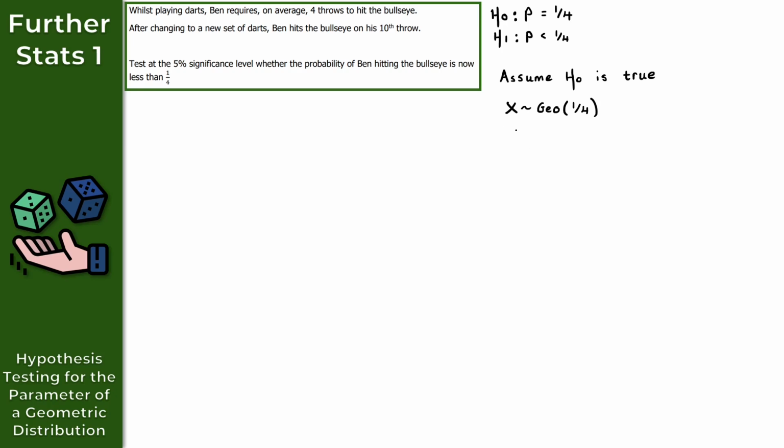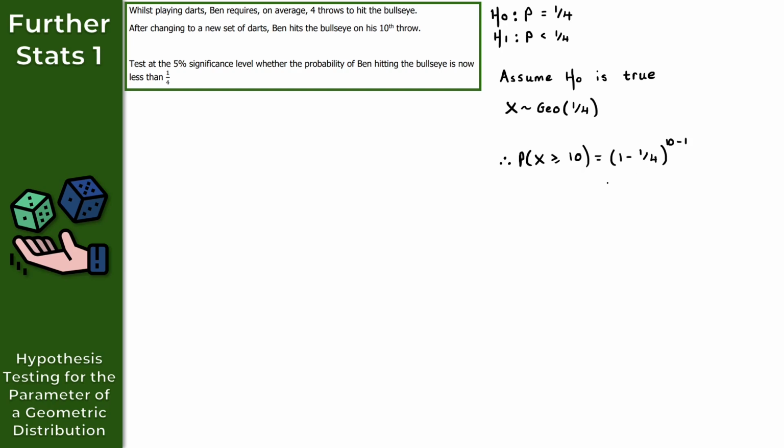Now for the test statistic, we're looking for the probability that our random variable X, given that H1 for p is less than 1/4, will be greater than or equal to the observed value of 10. Remember, for a geometric distribution, it's always the opposite of what we have for H1. To find this probability, this would simply be 1 minus p, so 1 minus 1/4, to the power of 10 minus 1.